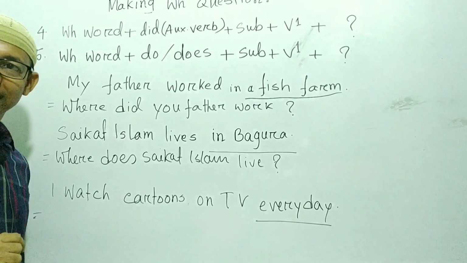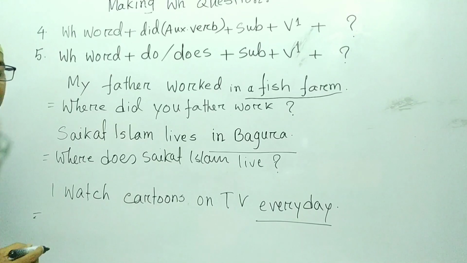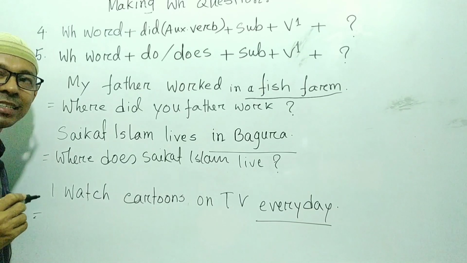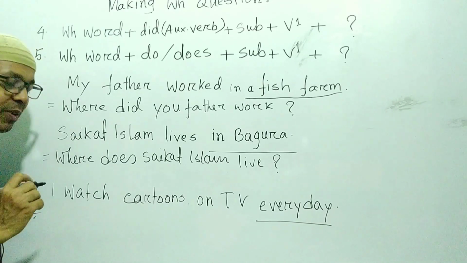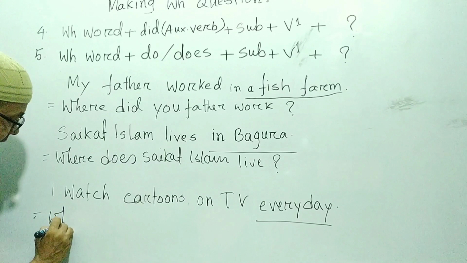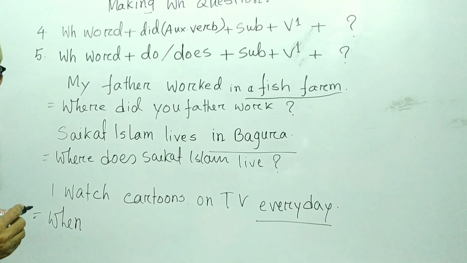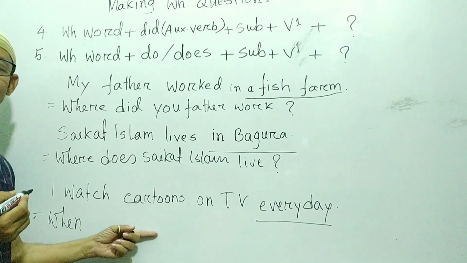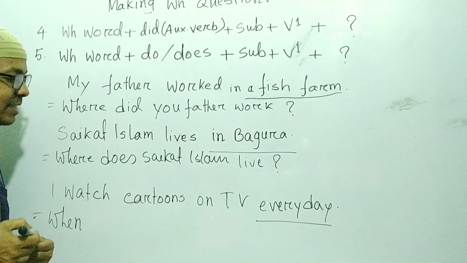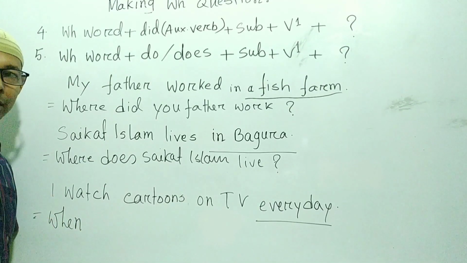Okay. So look at the underlined word. The underlined word is every day. It indicates time. And we know that if the underlined word indicates time, the WH word will be when. So right here, write WHEN, when. Then you have to see, is there any auxiliary verb in the sentence? No auxiliary verb is in the sentence. Then you have to take do, does or did.